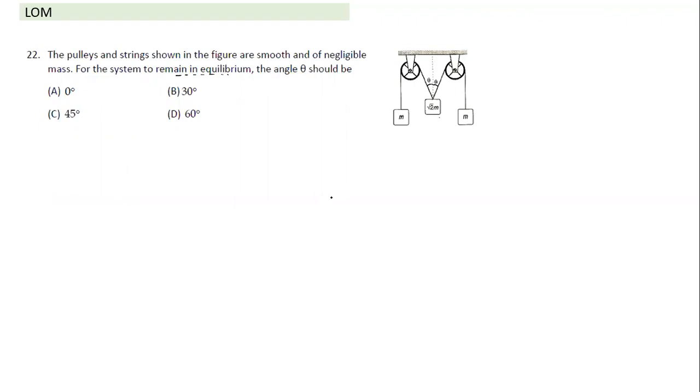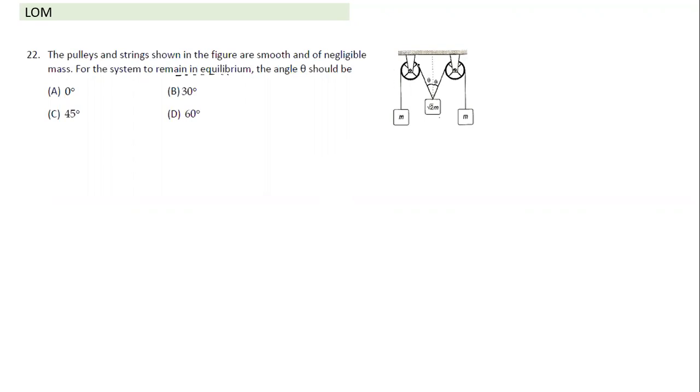Probably by finding the tensions, the forces involved. Can you tell me how many strings there are in this case? See, each string will have a particular tension. How many strings do you notice?